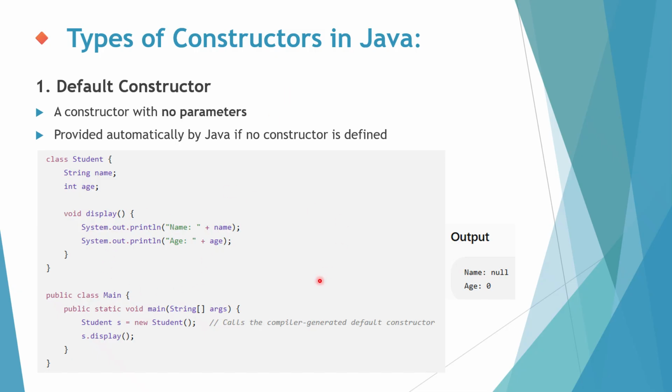Here we have an example, class Student, and it has two variables, name and age. In the display function, we are displaying the name and age. In the main function, we are creating an object S. There is no constructor defined here, so Java provides a default constructor. When we create a new object S, it calls the compiler-generated default constructor. Here we are displaying the object, so the output will be name null and age equal to 0, because we have not assigned any values.